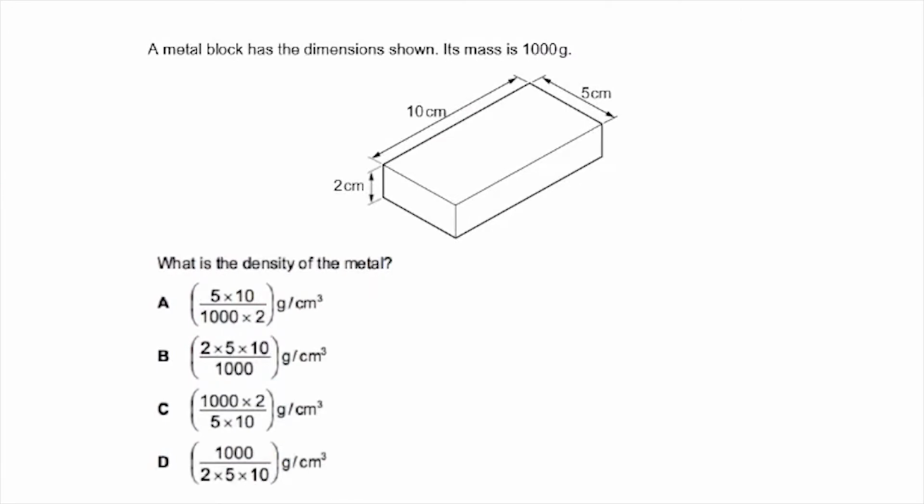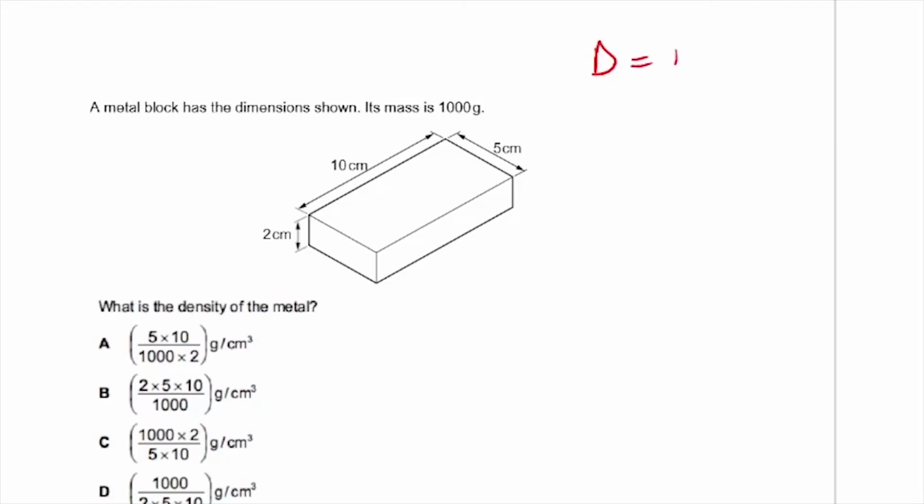A metal block has the dimensions shown. It has a mass of 1000 grams. So what's the density of the metal? Again, we know density is equal to mass over volume. The symbol for density sometimes is represented by rho. So sometimes I will be writing that rho, which means density, is given by mass over volume. If I use rho and d interchangeably, I mean density.